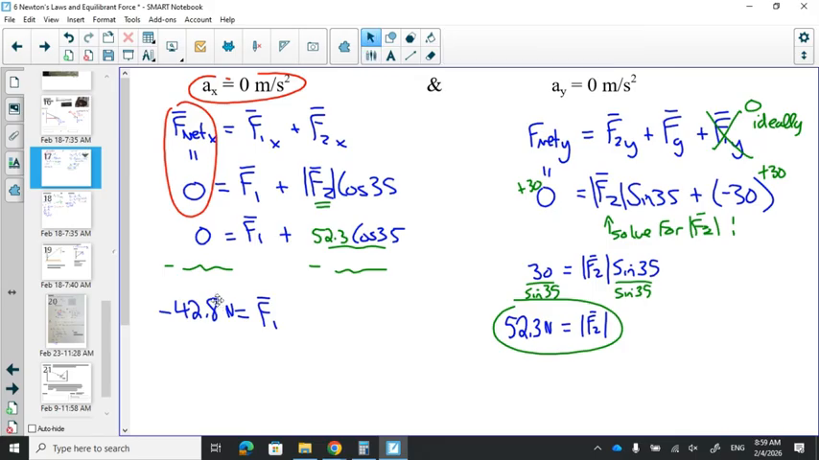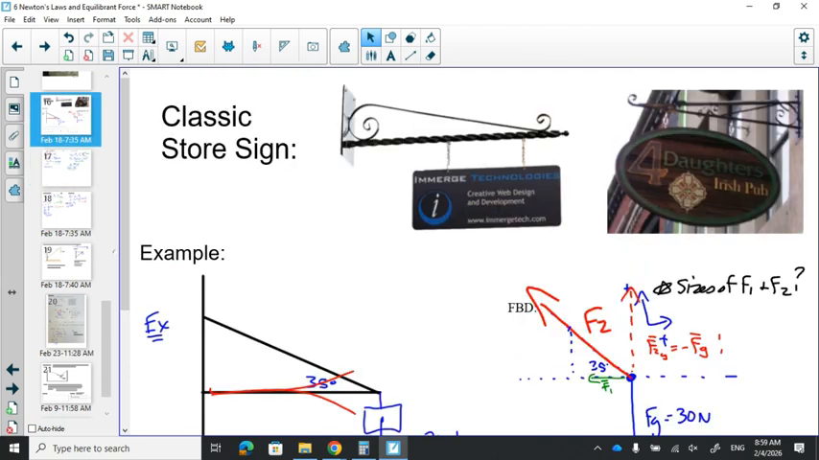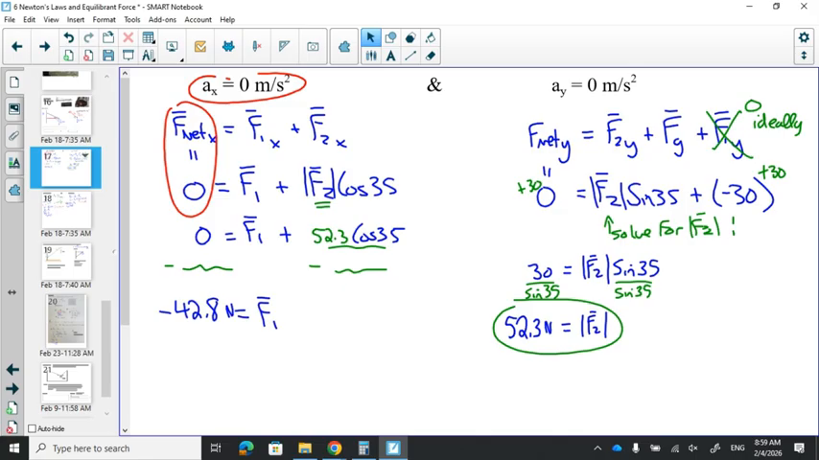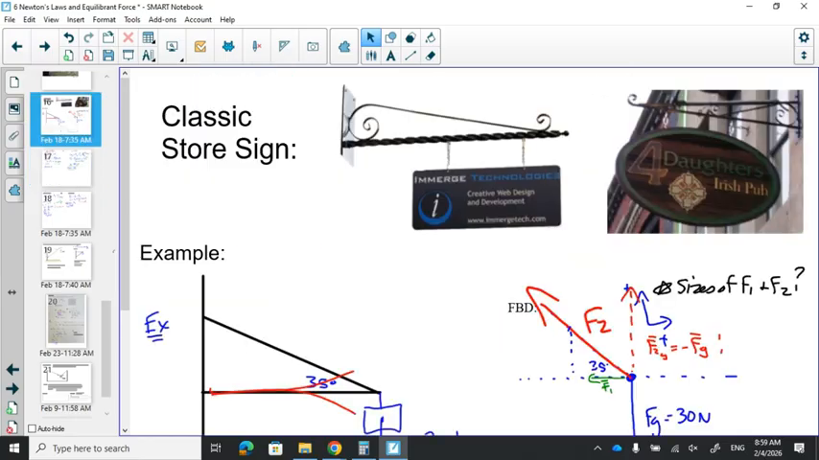What's the negative telling us in this context? That F1, that force in the F1, saying it's negative. In other words, it's not in the positive direction, right? So it's to the left. And so we're looking for a value of 42.8. So 42.8 is a fair bit bigger, obviously, than the diagram I made.